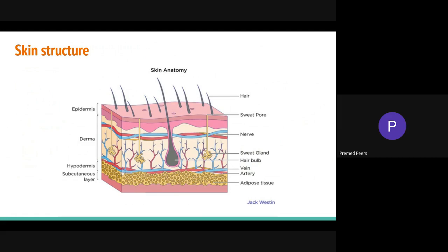The dermis contains blood vessels and immune cells, as well as nerves, glands, and hair follicles. Lastly, we have the hypodermis, also known as the subcutaneous layer. This layer is very fatty and thus heavily implicated in body temperature regulation. It also contains blood vessels and nerves.